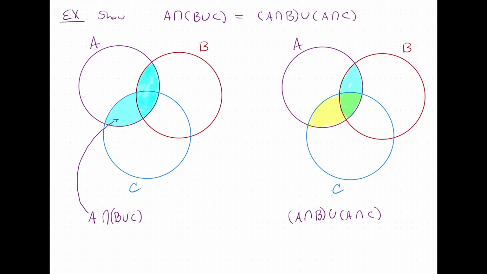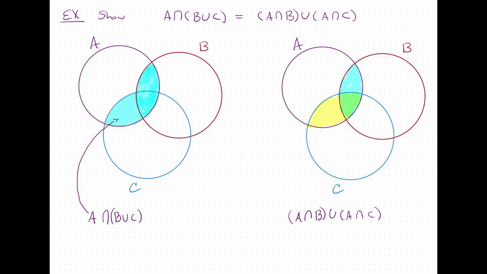I lost my screen there for a moment, I apologize. But now with A intersect B, we're looking at this here. And A intersect C, we're looking at this portion right here. And so the union will be the whole collection. And so by Venn diagrams, we see that we do have equality.